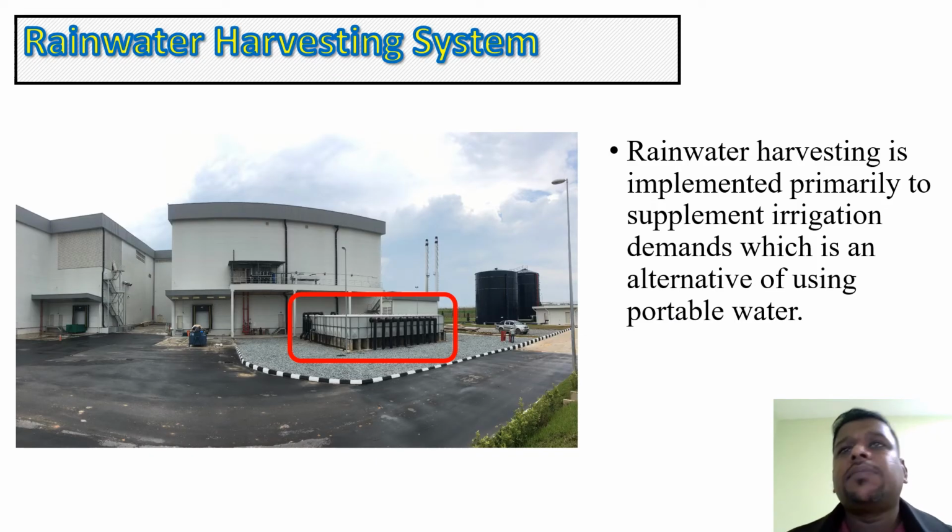So this is one example of what we did at Hershey. We collect rainwater in a rain harvesting tank, implemented primarily to supplement irrigation demand, which is an alternative to using potable water.